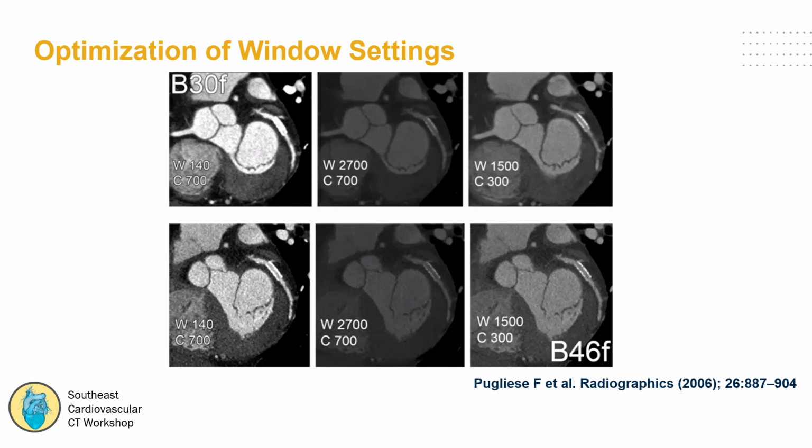So narrow windows may exaggerate blooming and obscure the lumen, while wider windows improve visualization of the intra-stent contrast column. And this is why proper window adjustment is a critical step in stent interpretation.